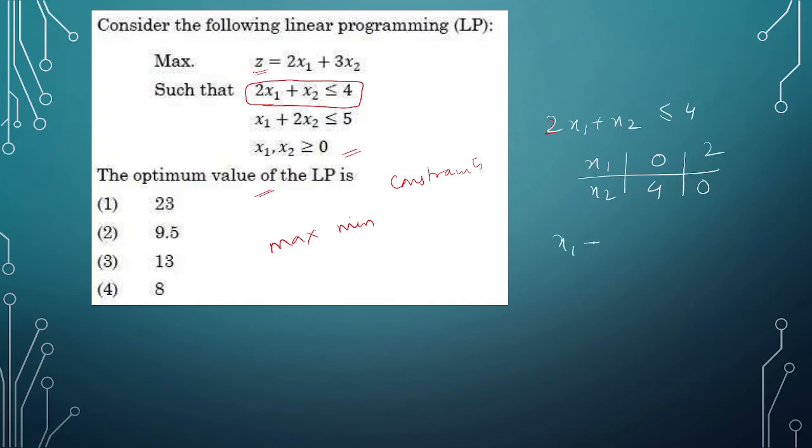सेकेंड इक्वेशन जो है उसके लिए भी करो, सेकेंड कंस्ट्रेंट के लिए भी. ठीक है, तो ये यहाँ पे बना दिया x1 x2. एक बार x1 को 0 लेना है, एक बार x2 को 0 लेना है. x1 को 0 लिया तो x2 क्या आएगा? 2.5 आएगा. और अगर आपने x2 को 0 लिया तो x1 क्या आएगा? 5, राइट? सो ये हमने फाइंड कर लिया इतना.